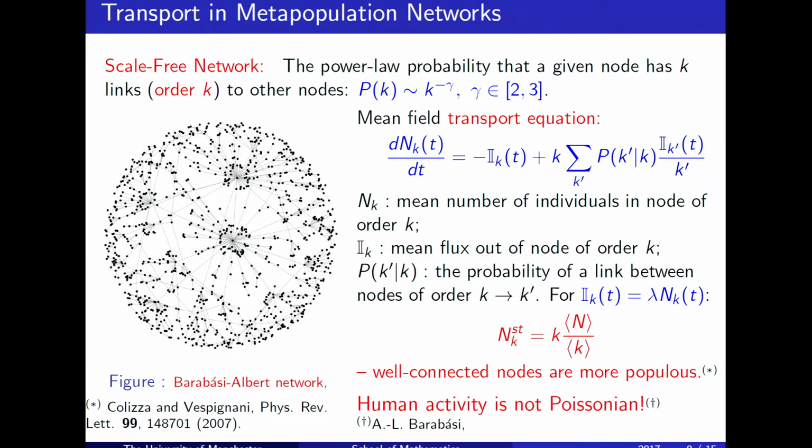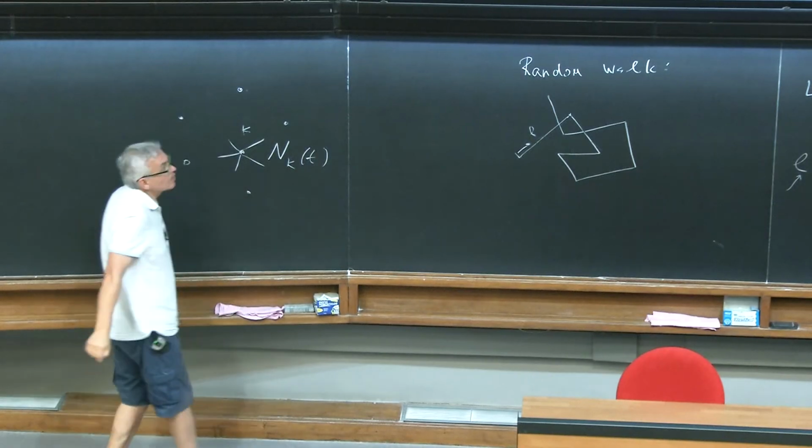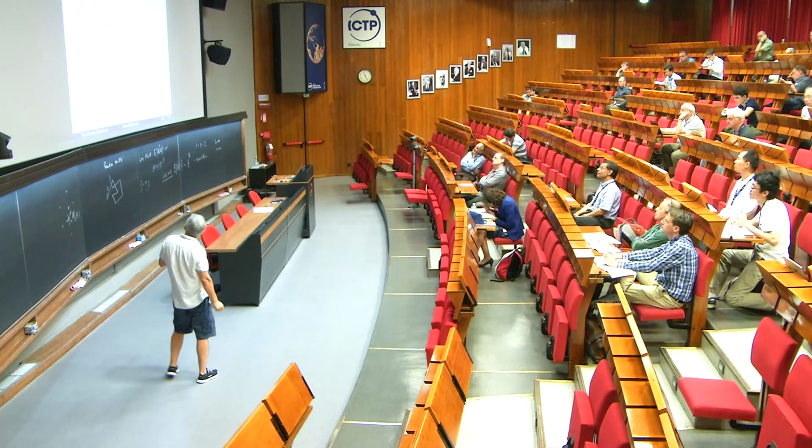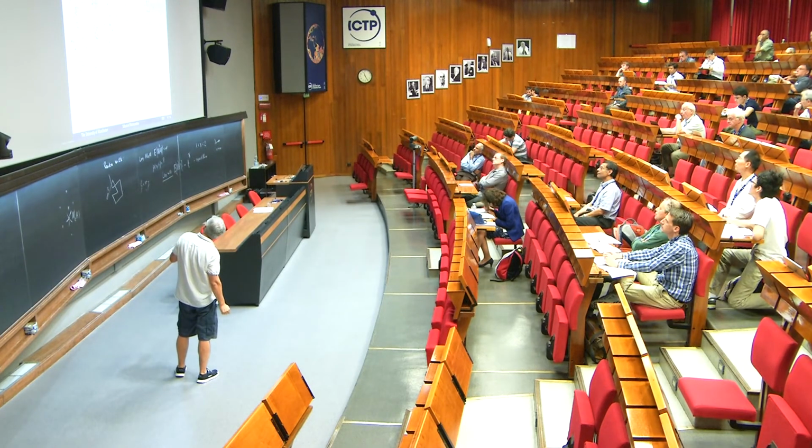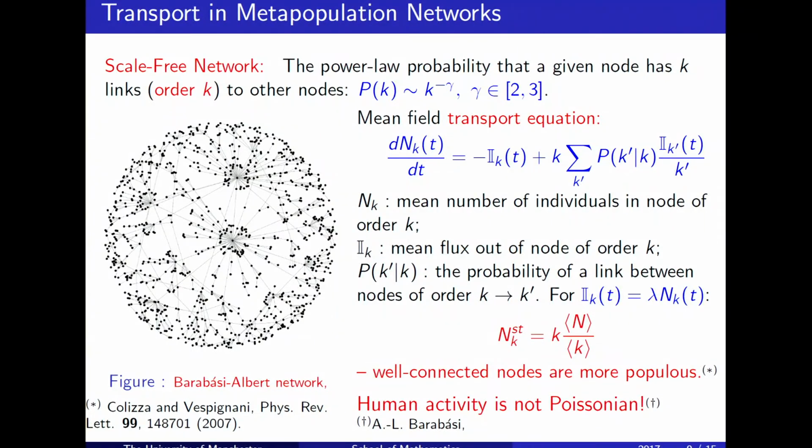If we introduce the mean number of particles in a node of order k, let's say here we have that amount of particles, of course it's a function of time. And we can write down a simple balance equation, a mean field transport equation. The particles escape from the node and come from different nodes. This is a very trivial equation, and it has a stationary solution. And this is really important.